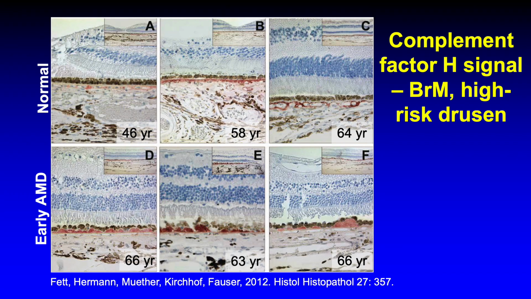As mentioned, drusen and B-Lin-D are pro-inflammatory. This immunohistochemistry shows nicely signal for complement factor H in both the age-normal Brooks membrane on the top and in high-risk drusen in the central area on the bottom. It's possible to see that it is the central area by the shape of the fovea and the thick Henle fiber layer.